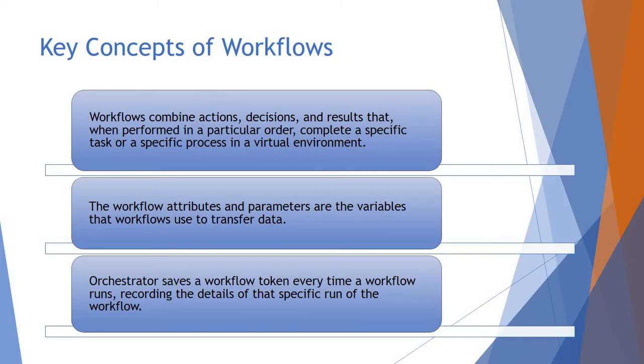Now let's have a look at the key concepts of a workflow. Workflows consist of a schema, attributes, and parameters. The workflow schema is the main component of a workflow, as it defines all the workflow elements and the logical connections between them. The workflow attributes and parameters are the variables that workflows use to transfer data. Orchestrator saves a workflow token every time a workflow runs, recording the details of that specific run of the workflow.